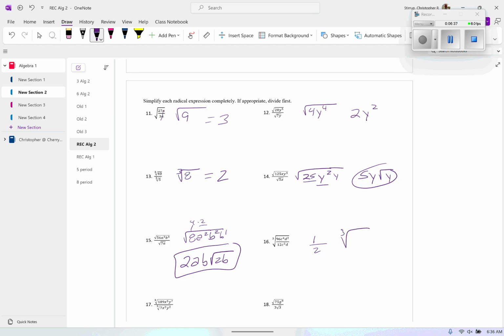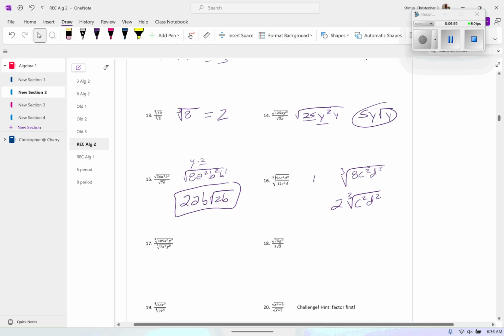So I have third root of 8 on top. Tug of war with the C's, top wins by 2. Tug of war with the D's, top wins by 2. So I'm going to get third root of 8, which is 2, and then all the rest stays behind because I don't have any perfect cubes amongst there.